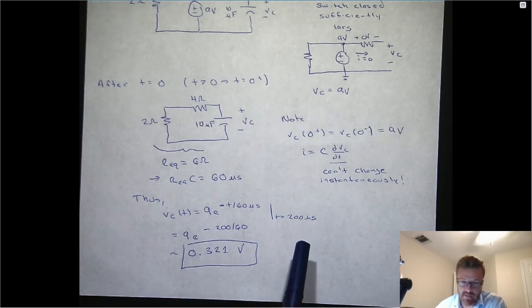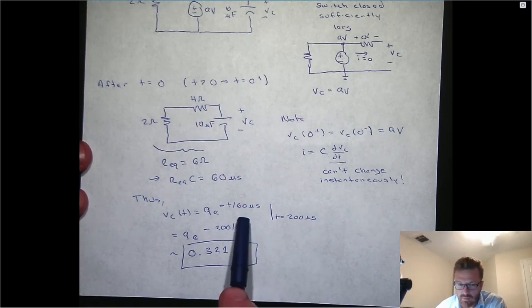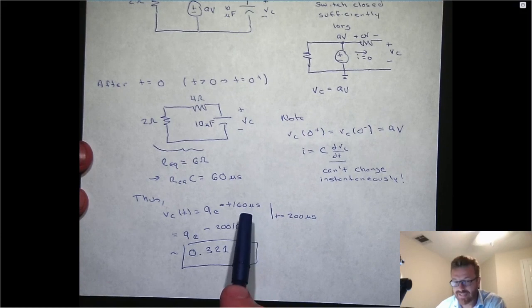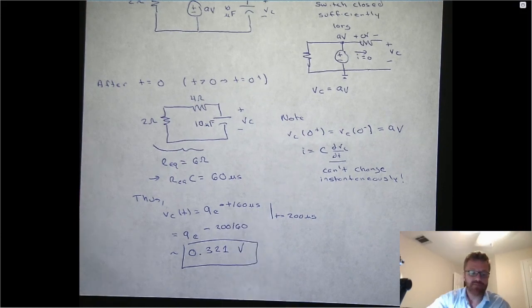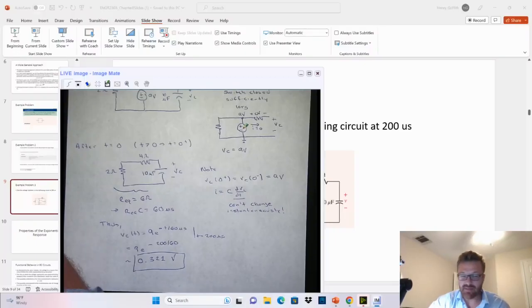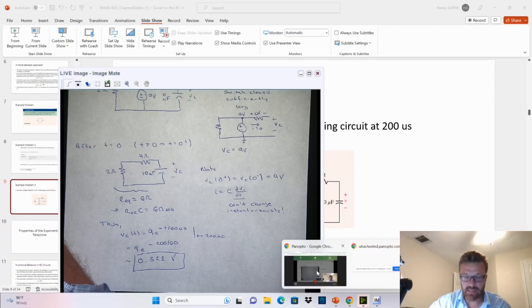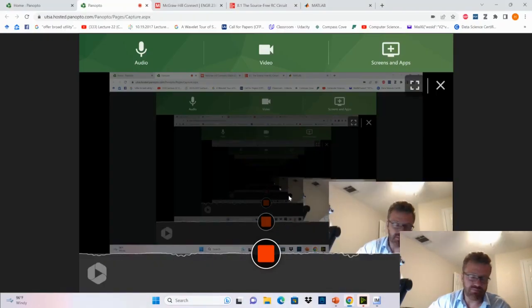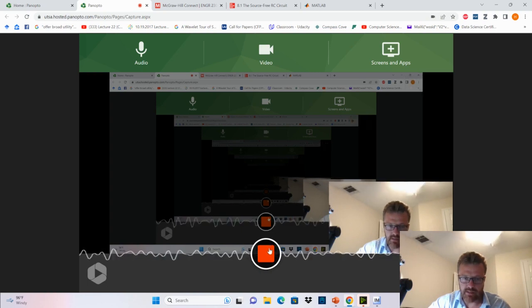It doesn't matter that it's 200 microseconds. It matters that it's multiples of 60 microseconds. It's like 3 time constants. And what we're going to see is, for all practical purposes, after 3 time constants, all of the initial decay is done. After 5, you're practically at 0. Hopefully that served as a good introduction, and I'll see you all in the next video.